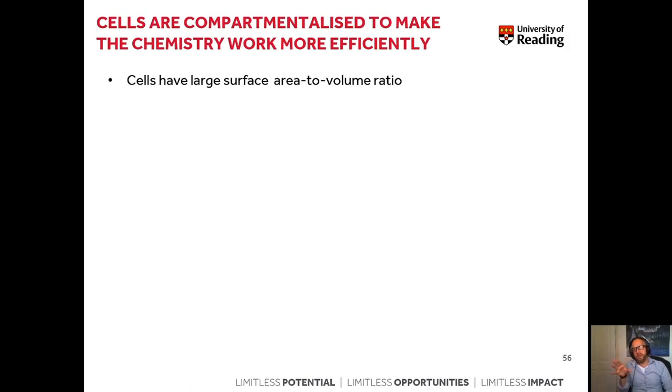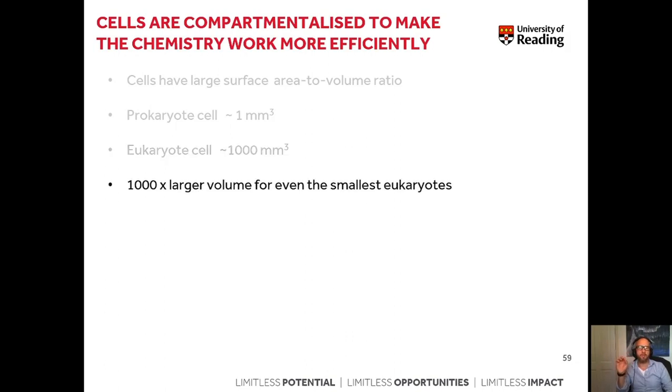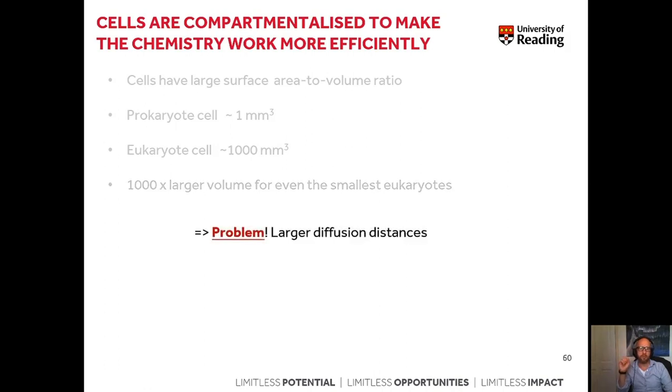In order to understand this, you need to keep in mind that cells have very large surface area to volume ratio. For example, for a prokaryote cell, the surface area is 1 square millimeter. For a eukaryotic cell, in contrast, like a human cell, we are suddenly at 1000 square millimeters. Right? So the surface is much larger. This is a 10,000 times larger volume even for the smallest eukaryote compared to prokaryotes.